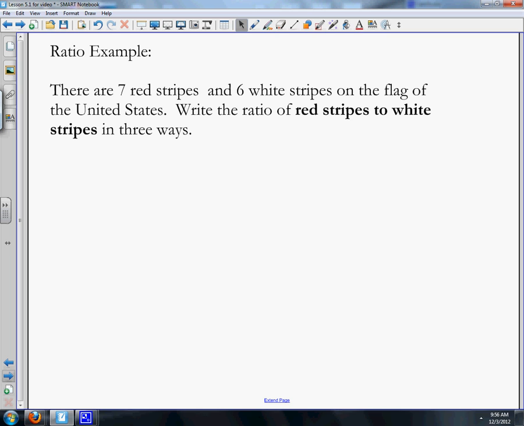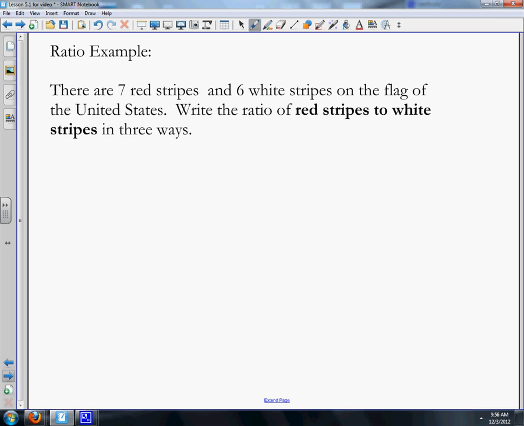Now, here's an example. There are 7 red stripes and 6 white stripes on the flag of the United States. Write the ratio of red stripes to white stripes in 3 ways. So write that and push pause, and then we'll go over it.